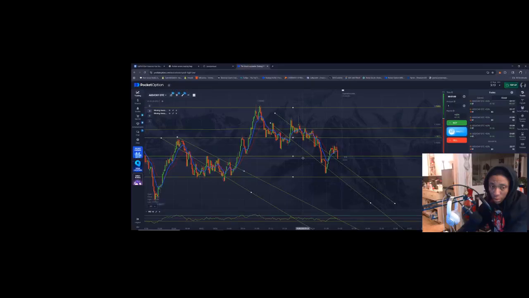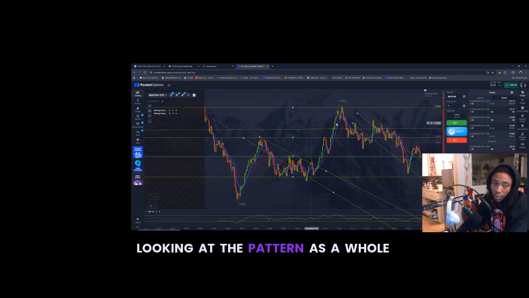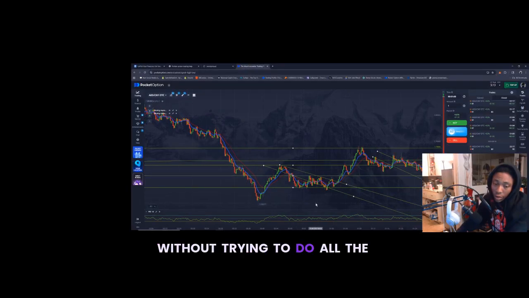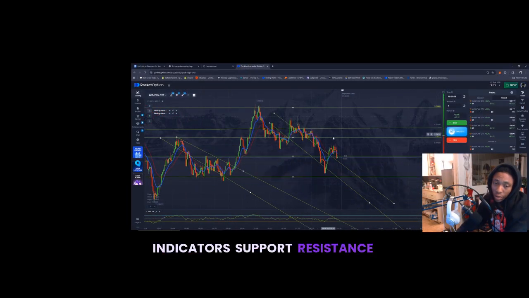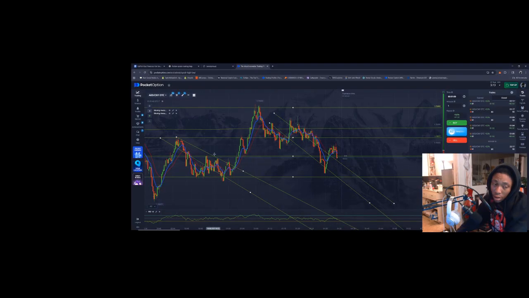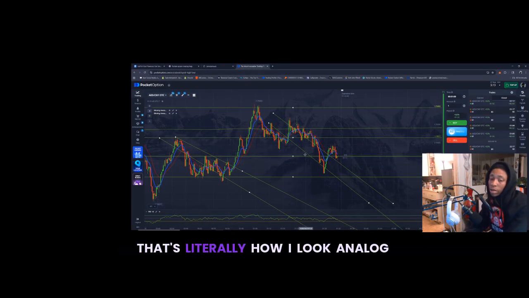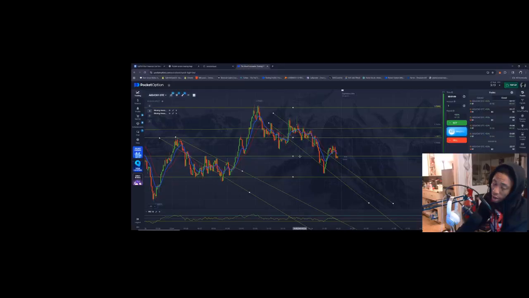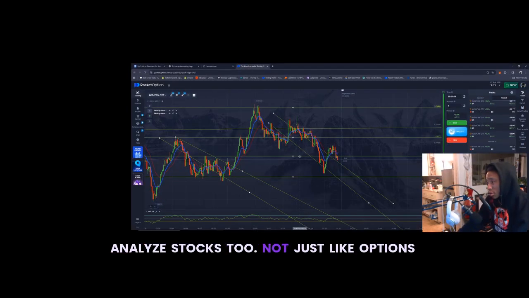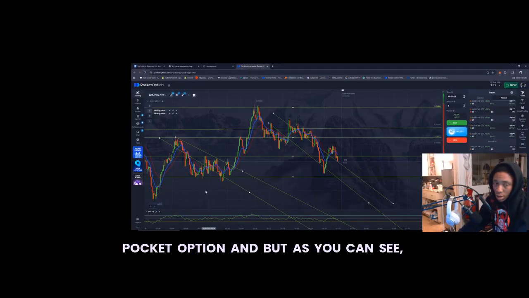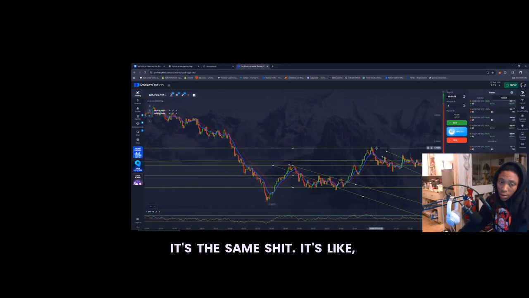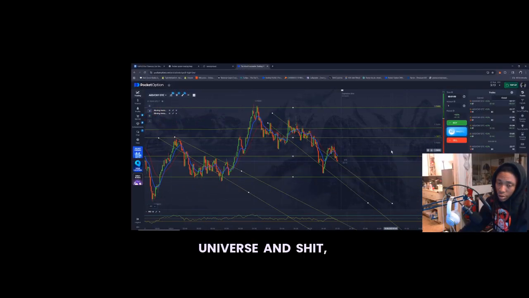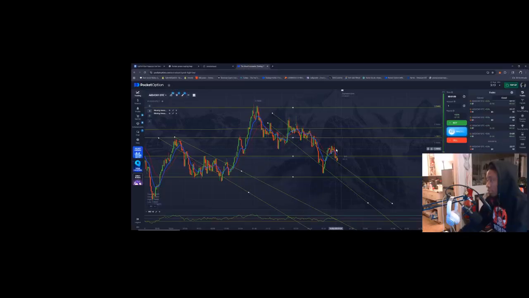But if you just stick to knowing how a candlestick acts, looking at the pattern as a whole without trying to do all the indicators, support, resistance, consolidation, support, resistance, consolidation, and then look at the pattern within the pattern within the pattern within the pattern. That's literally how I analyze stocks too, not just options, Pocket Option. But as you can see, it's the same thing. It's like, you know, it's a math universe, bro. So hopefully this helped. Sorry, I said I was gonna get off and I did not get off.